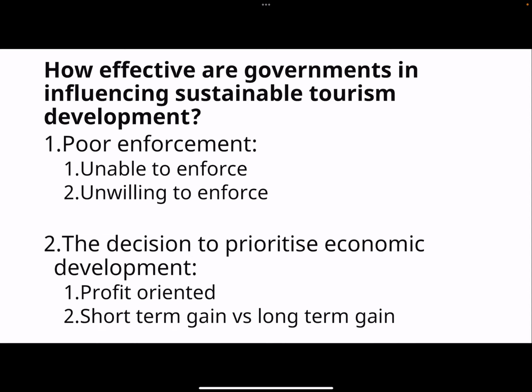Is it really conservation or is it economic development? Are you profit driven? It's not impossible. Actually, all governments to some extent will be profit driven. It's not wrong, right? It's not wrong to be profit driven, because if you are not profit oriented, then how are you going to get money to maintain or to conserve or protect your heritage areas, your sites and all this, right?